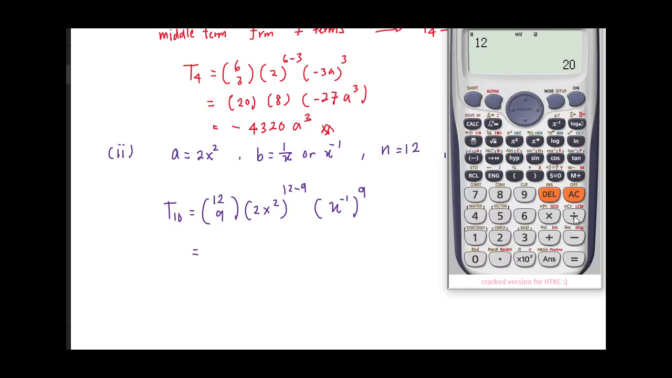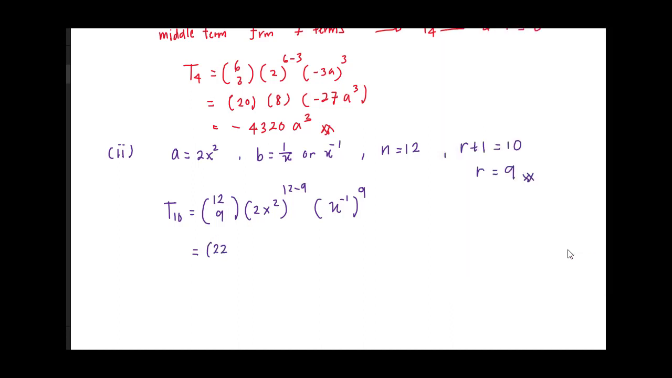12C9, okay, 220. And do not forget, this one actually is 2 to the power of 3. So you get the 8x to the power of 6. Okay, if you don't know how to get it, just make sure this is power 3. So for the index variable x, it becomes 6. For the 2 to the power of 3, you get the 8.